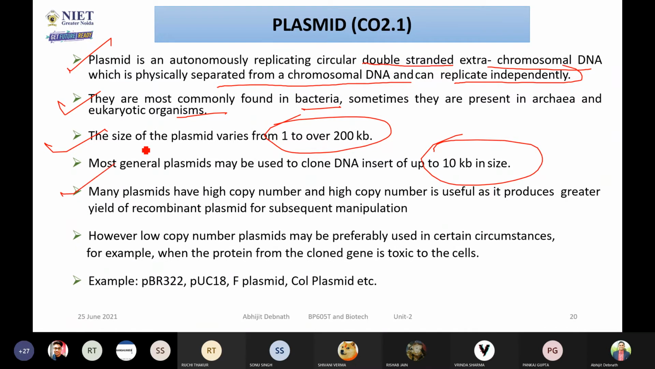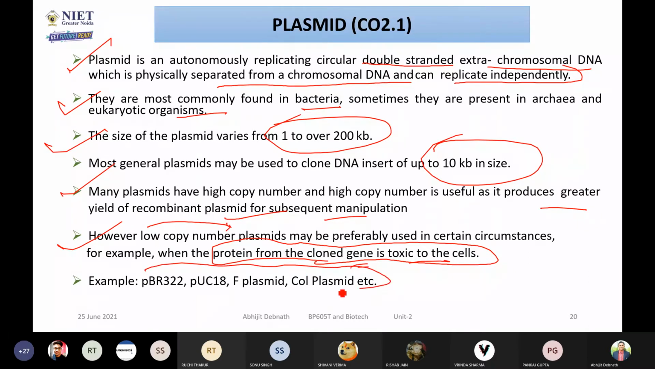Many plasmids have high copy number, and high copy number is used to produce a greater yield of recombinant plasmid for subsequent manipulation. However, low copy number plasmids may be preferred in certain circumstances, for example when the protein from the cloned gene is toxic to the cell. At that time we go with low copy number. For example, these are the various plasmids: pBR322, pUC18, then F plasmid and Col plasmid. Okay.